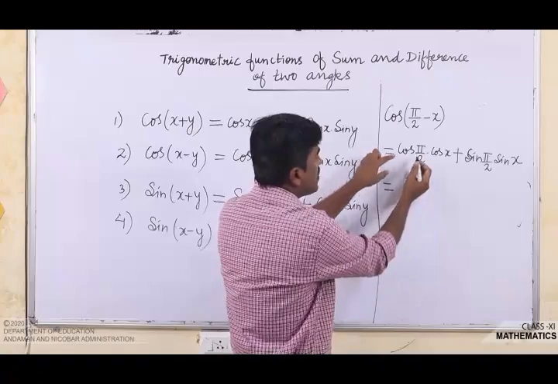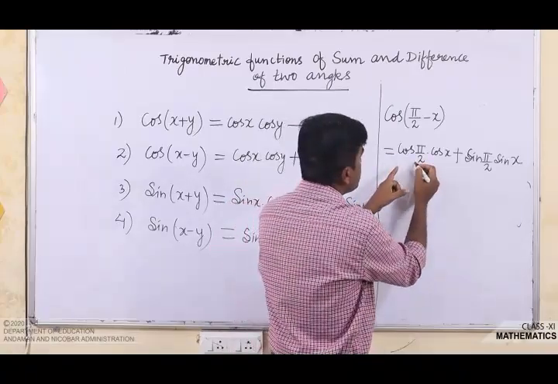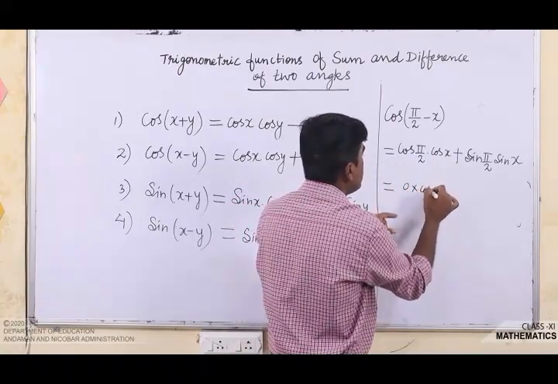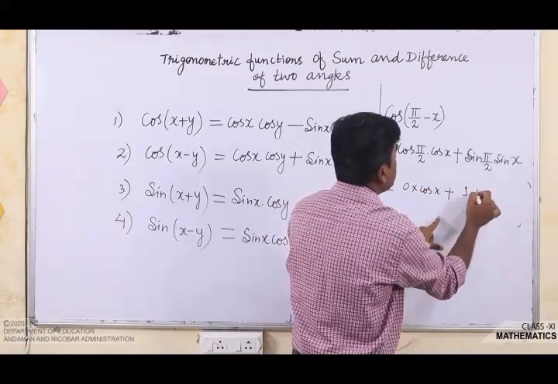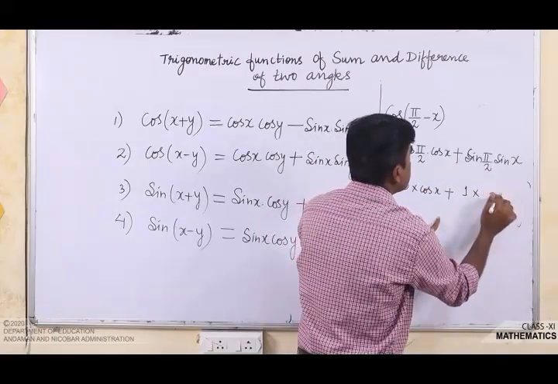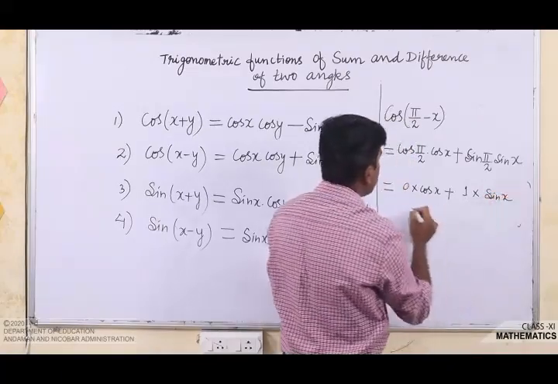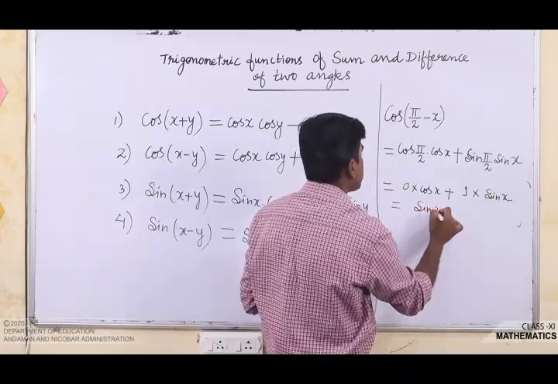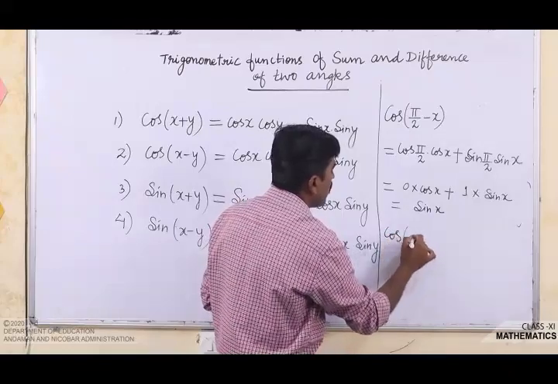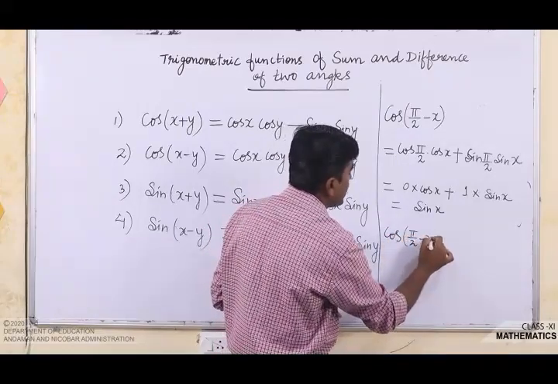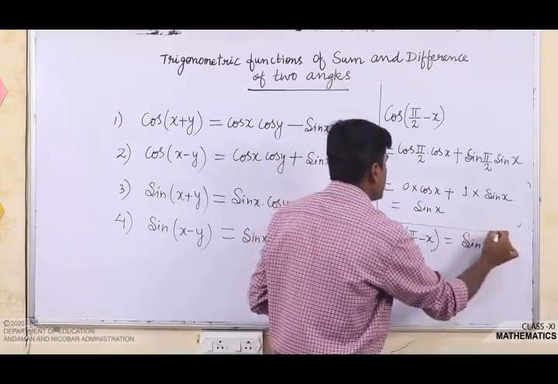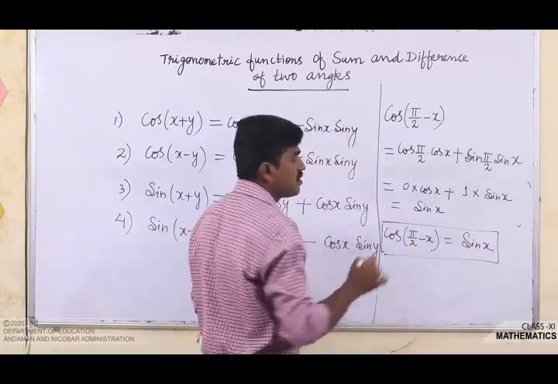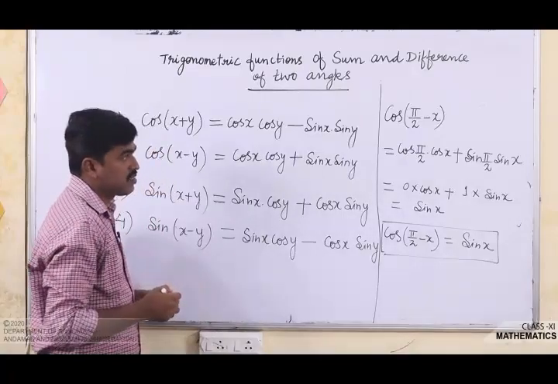So what is cos pi by 2? That is 0. So 0 into cos x plus, what is the value of sin pi by 2? That is 1, into sin x. So that is equal to sin x. So we obtained cos of pi by 2 minus x is equal to sin x.